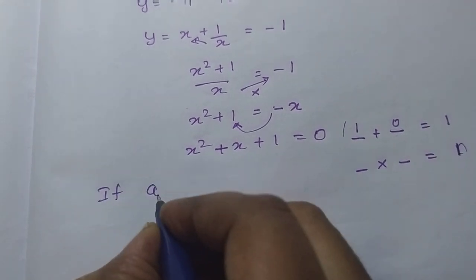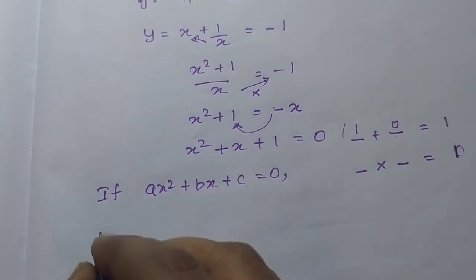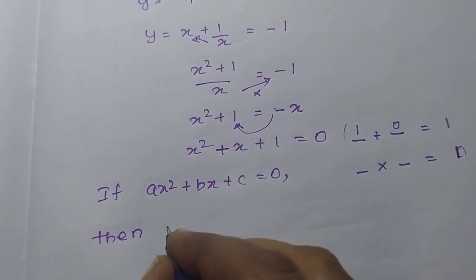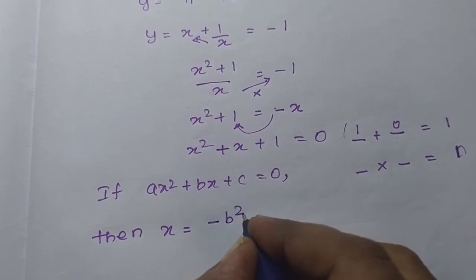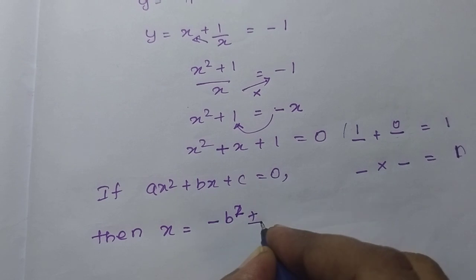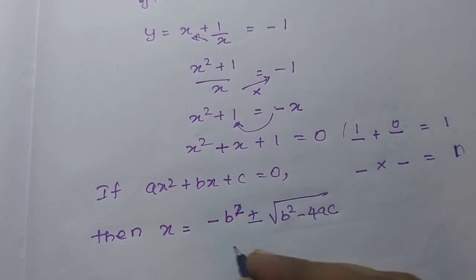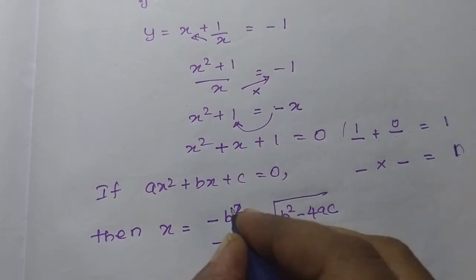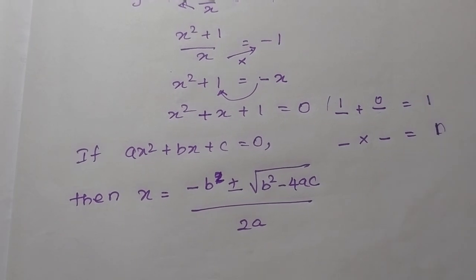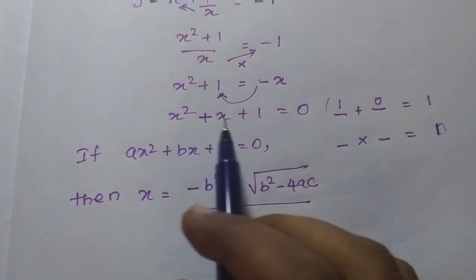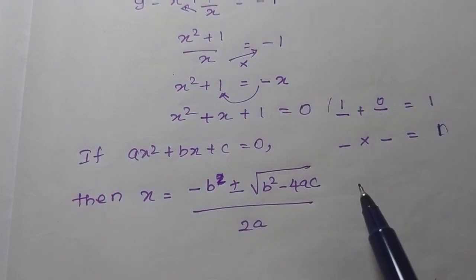If ax square plus bx plus c is equal to 0, then x is equal to minus b plus or minus root of b square minus 4ac divided by 2a. This is the formula for when the equation can't be solved by the normal factorization method.